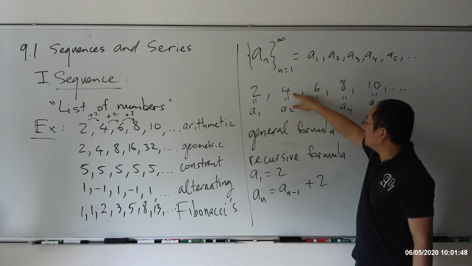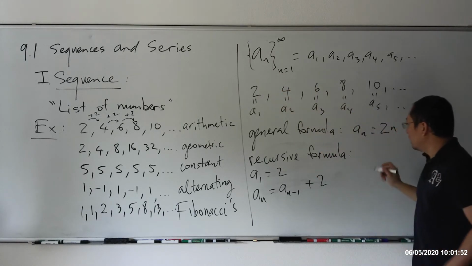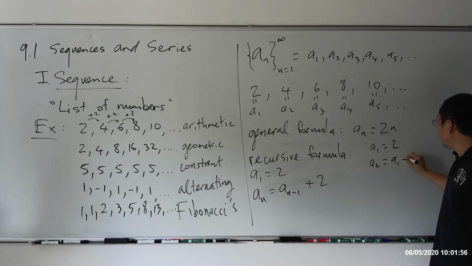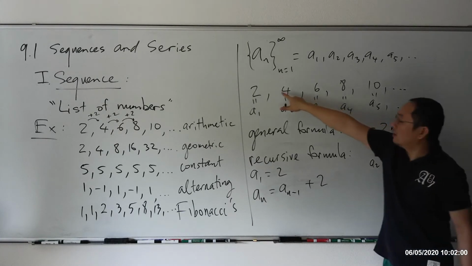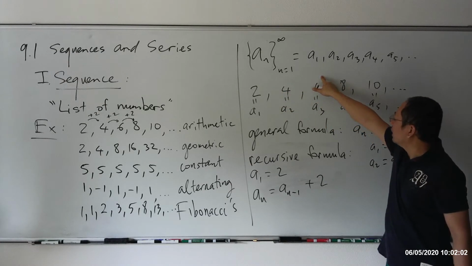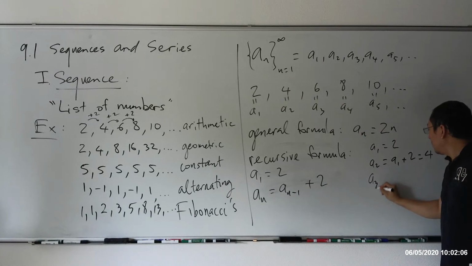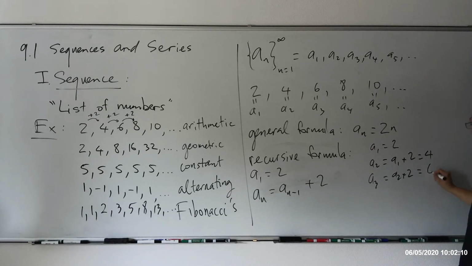How do I calculate the second term? 2 plus 2, I get 4. Now I've got a2. So a1 equals 2, and a2 is equal to a1 plus 2, which is 4, right? Now that I've got 4, how do I calculate a3? I take the previous term, a2, plus 2. So a3 is equal to a2 plus 2, which is 6. 4 plus 2 is 6, so forth and so on.